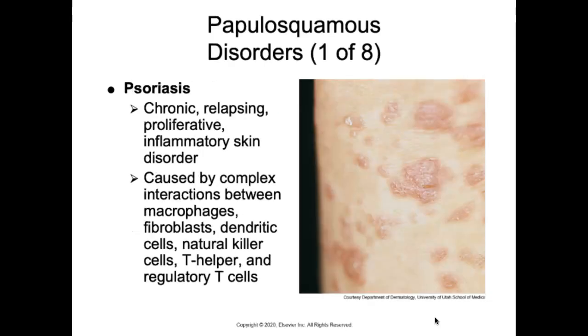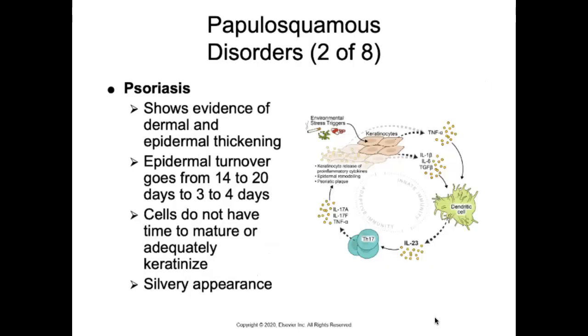Now we're going to start into our papulosquamous disorders, starting with psoriasis. This is a chronic relapsing proliferative inflammatory skin disorder. It's caused by a complex interaction between the macrophages and the fibroblasts, our dendritic cells, the natural killer cells, T helper cells, and our regulatory T cells. So we can see that involvement in the schematic here on the right hand side.